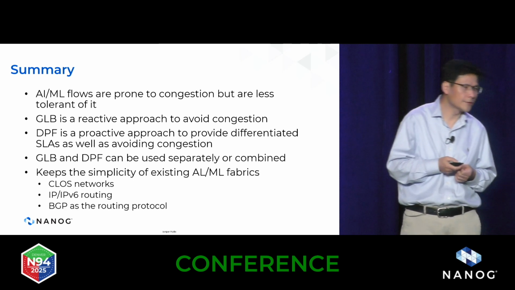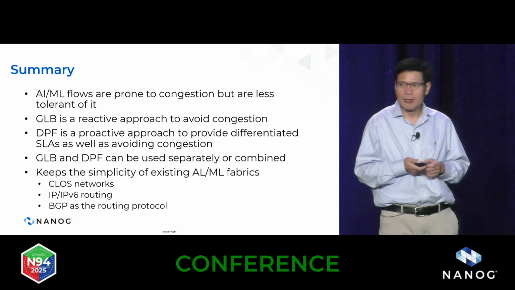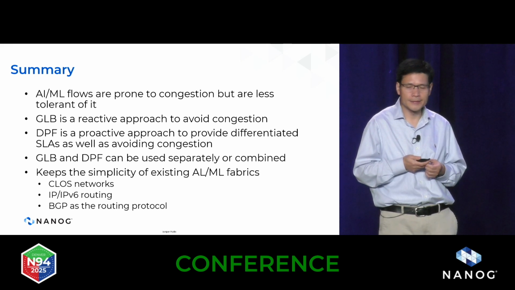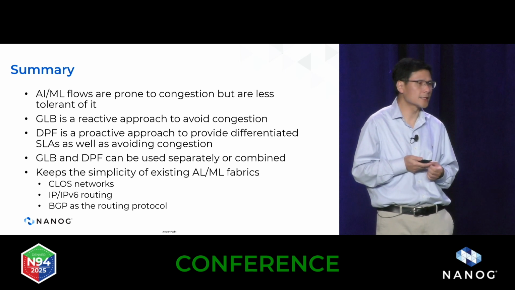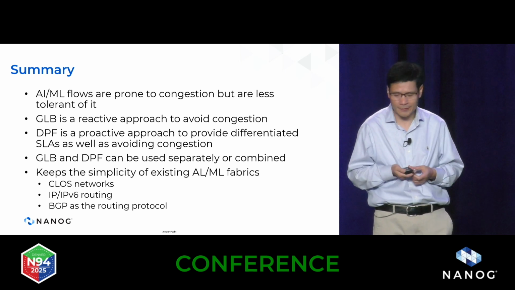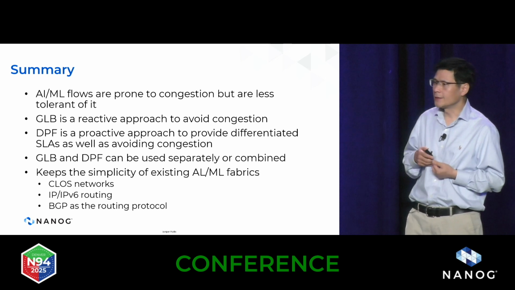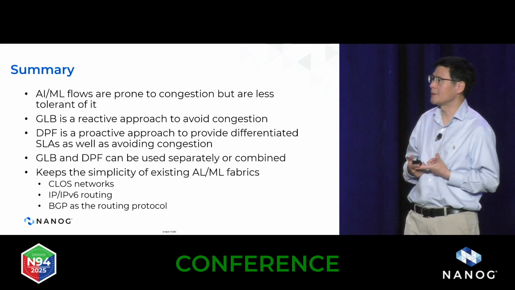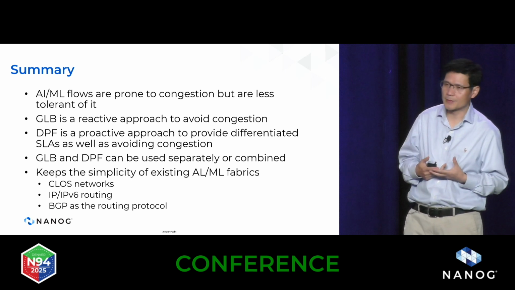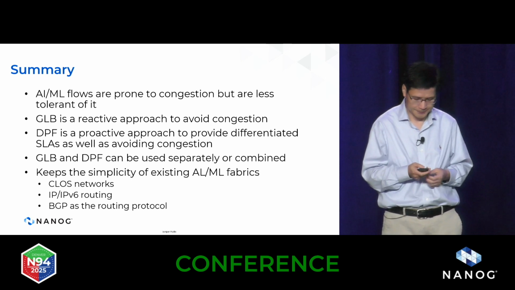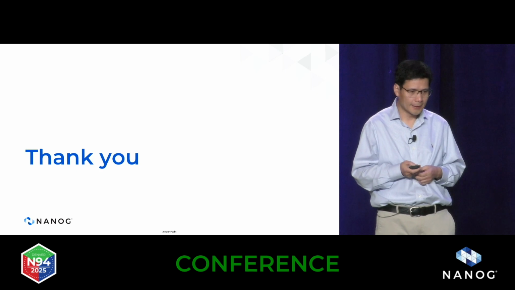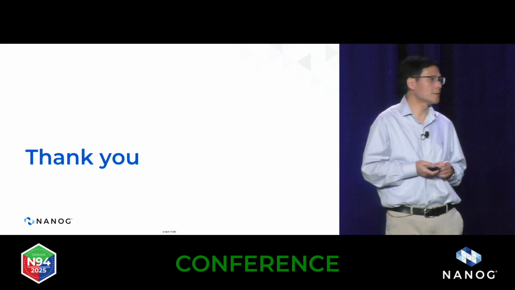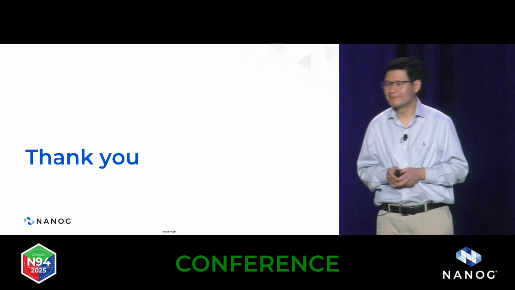It's also very important to know that both technologies achieve traffic engineering without losing the simplicity of today's AI/ML fabrics, which is to use the CLOS topology, to use vanilla IP or IPv6, and to use BGP as the only routing protocol. All right, so this will conclude my presentation. Thank you.